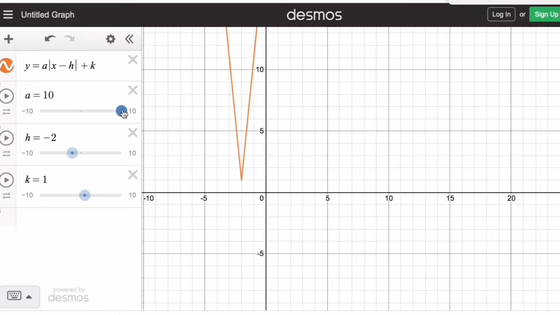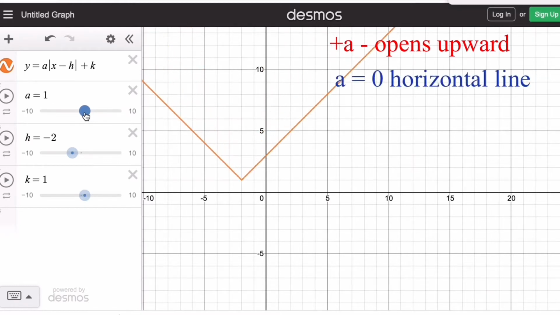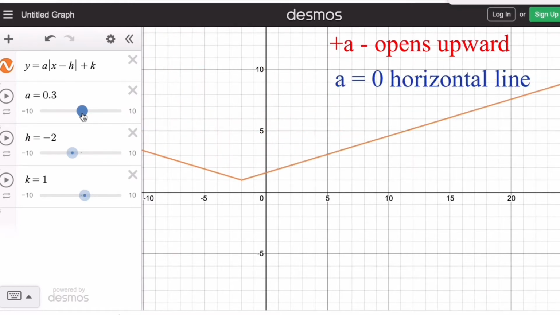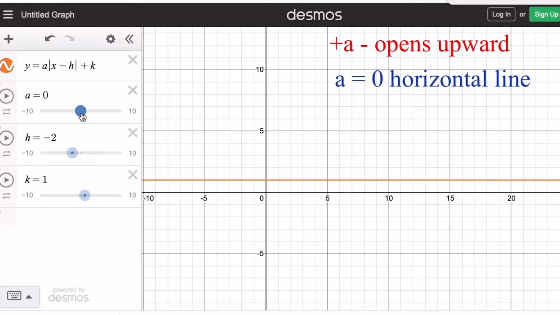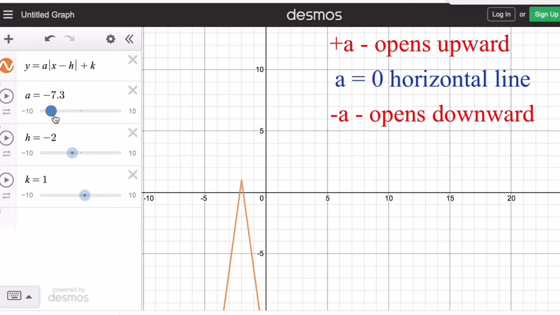We remember that if a is positive, the graph opens upward. Now, if a becomes 0, then the graph becomes a straight horizontal line. On the other hand, if the value of a is negative, the graph will open downward. This a is called the stretch factor, meaning it makes the graph vertically stretched, which makes it narrower, or horizontally compressed, which makes it wider.